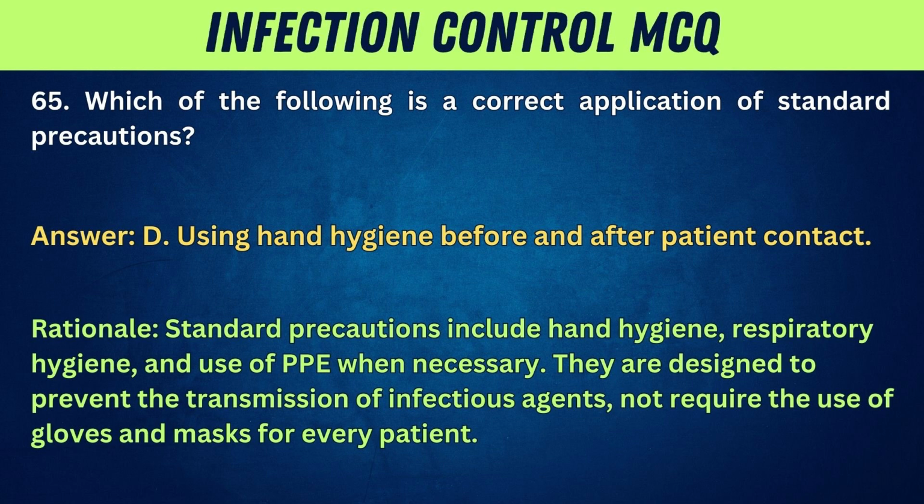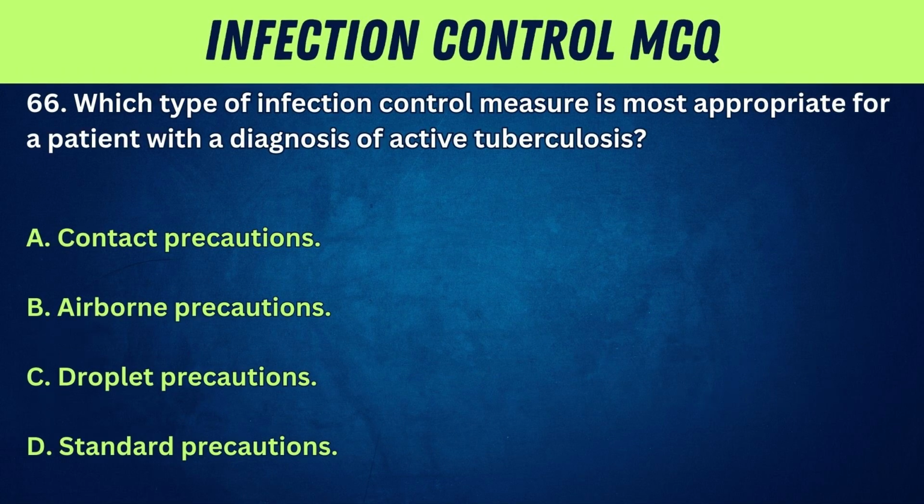Rationale: Standard precautions include hand hygiene, respiratory hygiene, and use of PPE when necessary. They are designed to prevent the transmission of infectious agents, not require the use of gloves and masks for every patient. 66. Which type of infection control measure is most appropriate for a patient with a diagnosis of active tuberculosis?